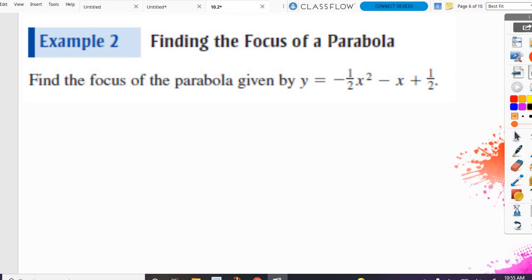Now, what's the problem right now, though? It's not right. Okay, what's not right about it? The form is not correct. I agree. So that is not in standard form.